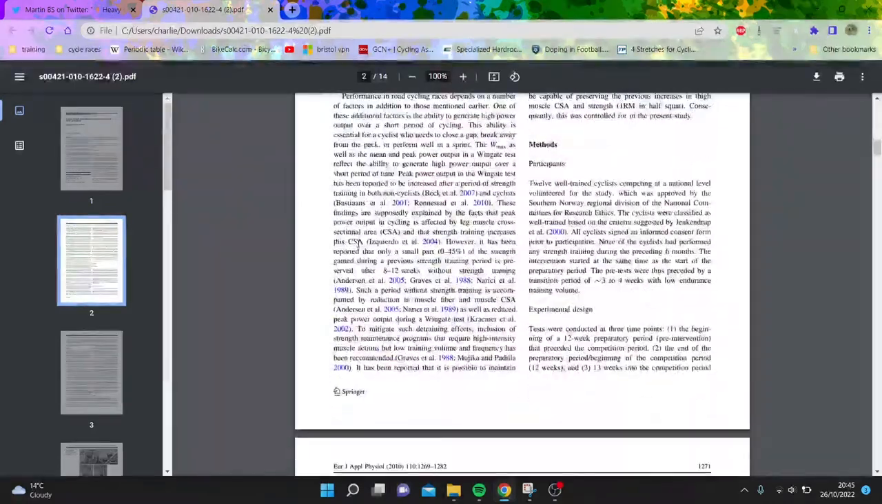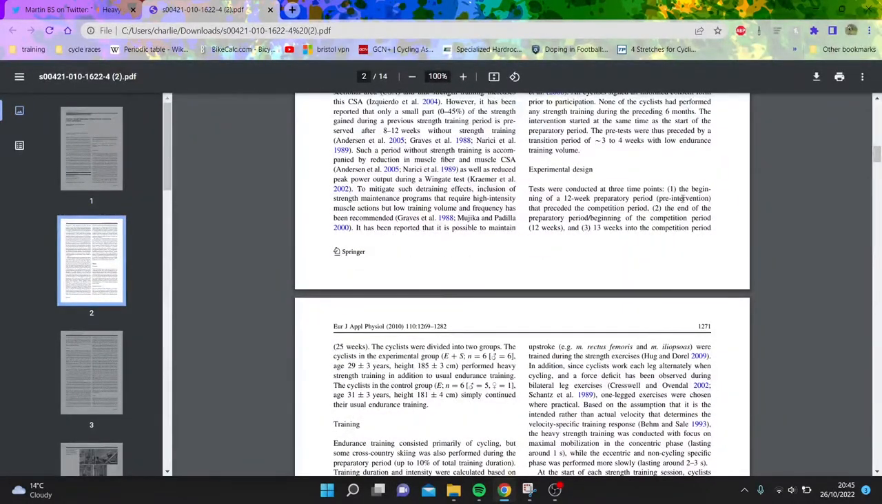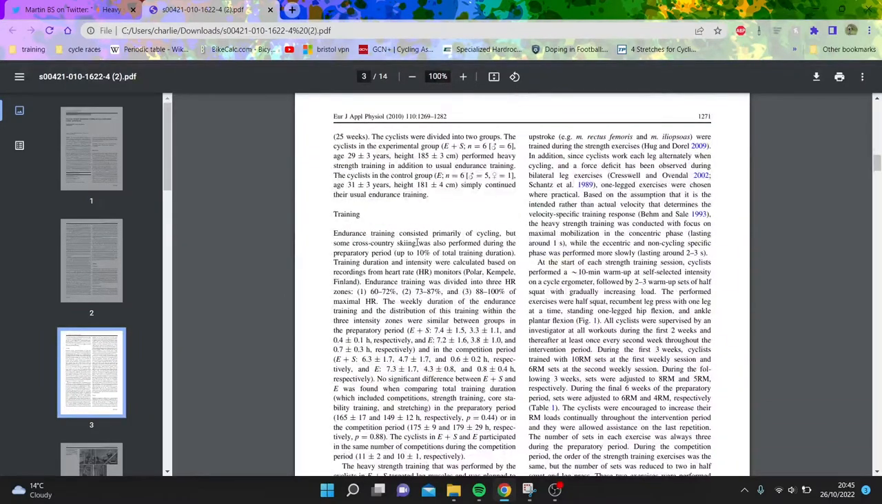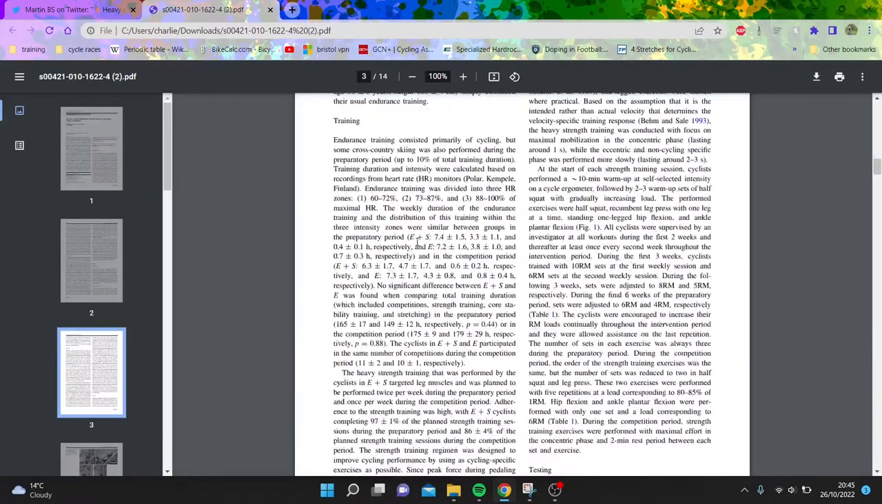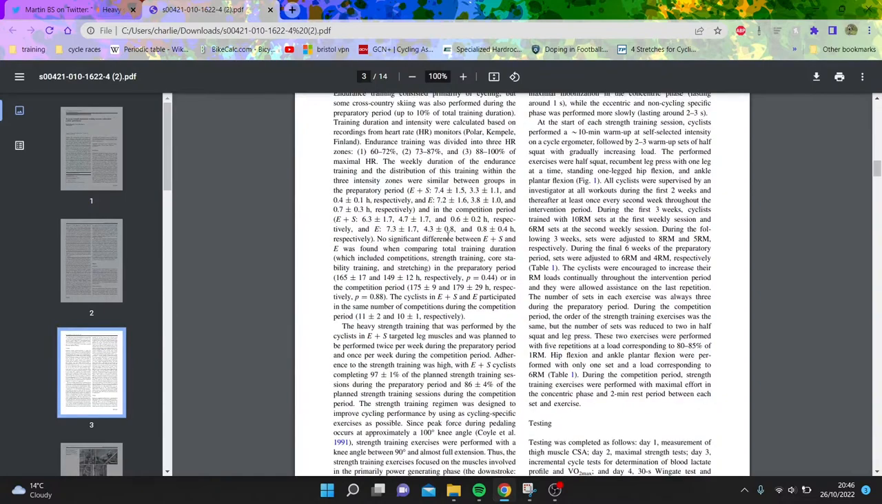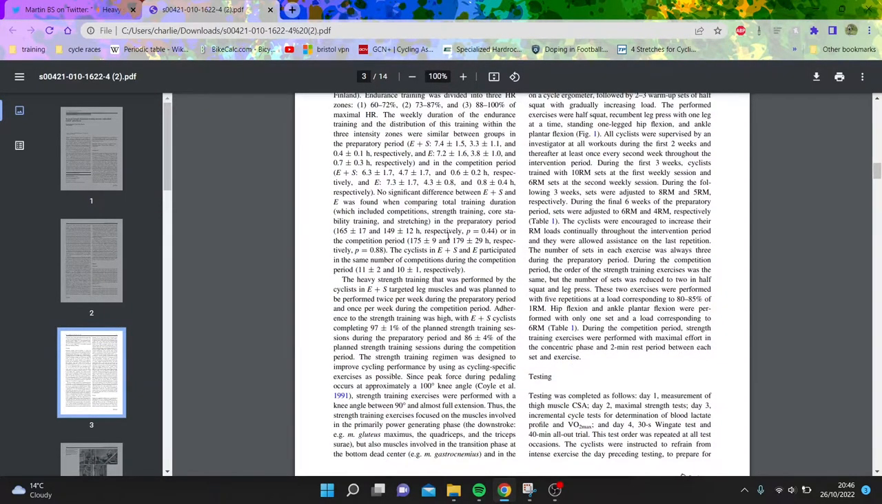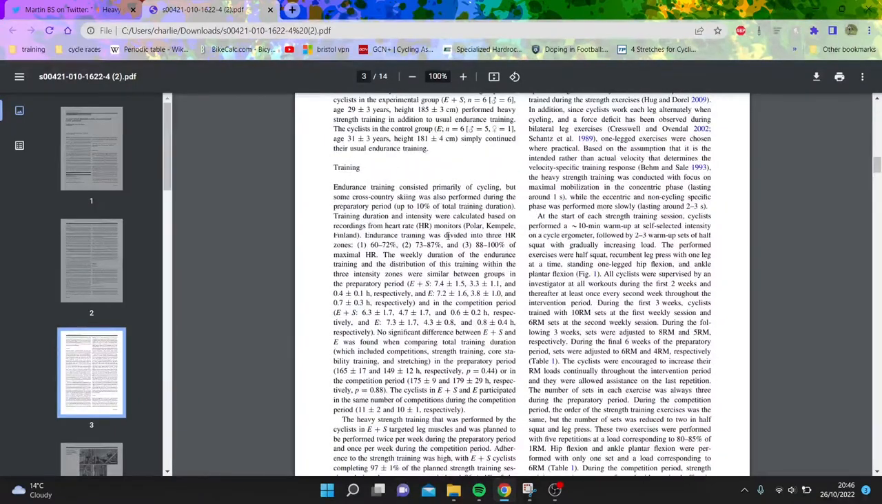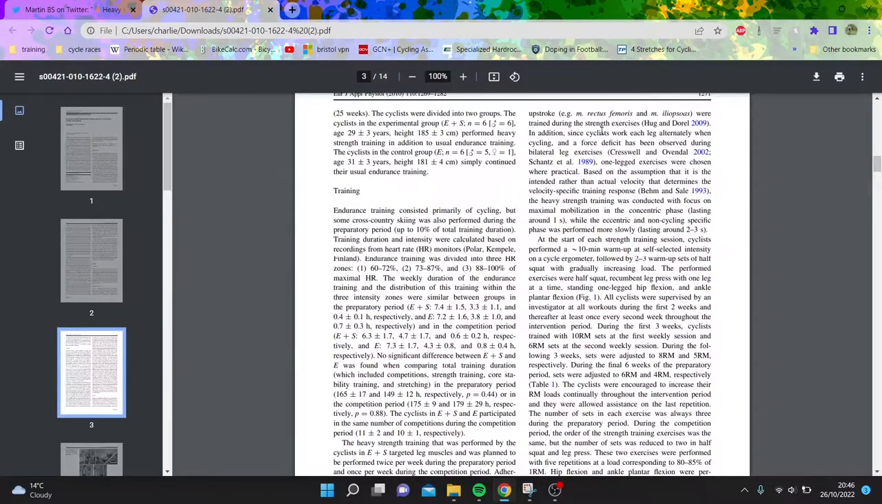We can read the methodology because it's always interesting to see the experiment design, just because obviously you want to do exactly the same thing. We can see the training was mainly cycling. You can see how the zones were split up as well, mainly zone 1 and zone 2, which is not too surprising. What we want to see is the exercises that they've done, which I believe are written over here.